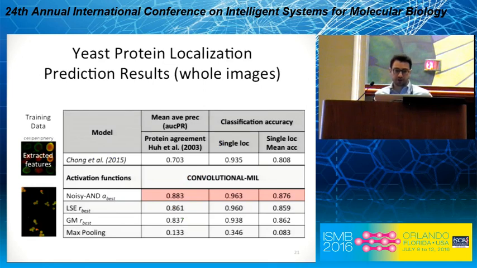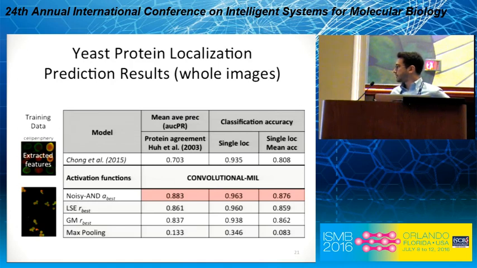So these are the results we got for predicting whole proteins, so what the protein localization is overall. And we checked the agreement with the original GFP data set, because this one was manually labeled. Our previous paper in Cell gets a mean average precision of about 0.703, whereas most of our convolutional MIL models do better. We also show that max pooling as an aggregation function really doesn't work in this setting.